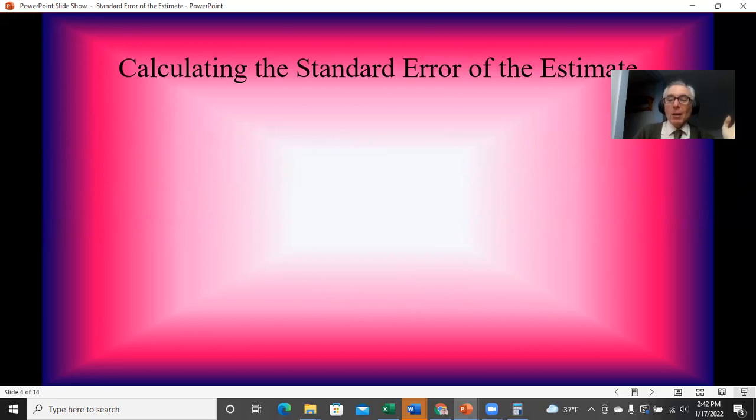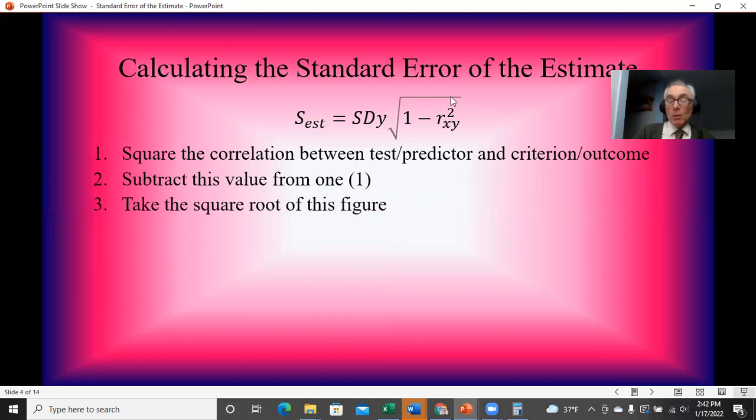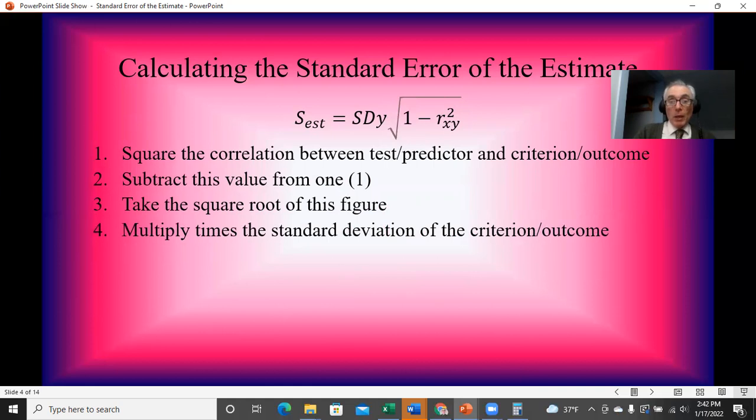So calculating it, that was a big mouthful just then, but we'll walk through it, of course, step by step as we do. So we have our equation. We can look at it all day if we want. So the first thing I need to do is to square that correlation. The second thing I need to do is to subtract whatever I get from 1. Then I take the square root of what I got in step 2, and then I multiply it times the standard deviation of the outcome. And that is actually it.